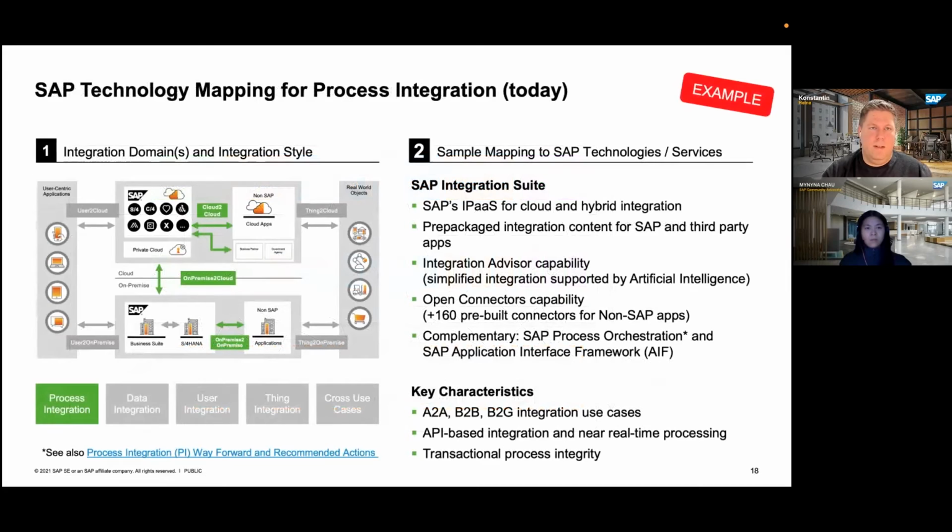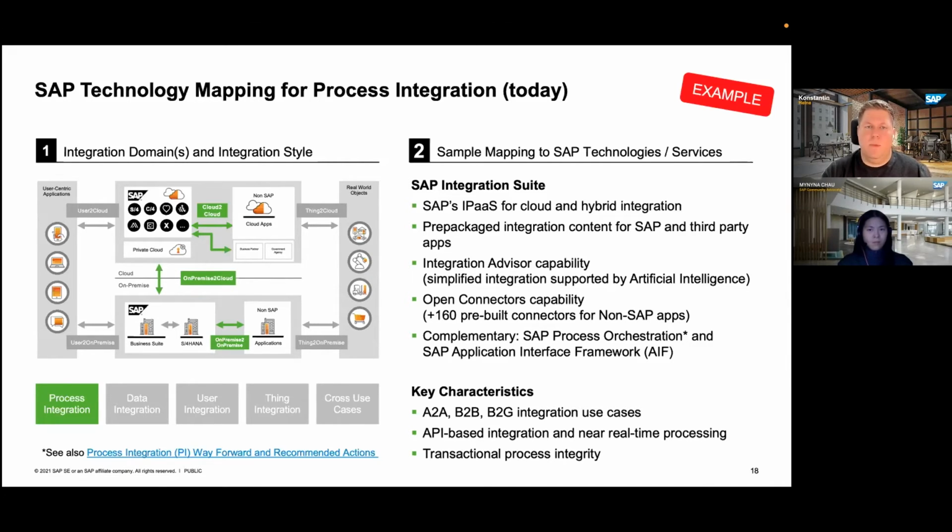But you will see in a second that there may be a couple of options available. So this is an example of the process integration style. You can see here we focus on on-premise to cloud, and as I mentioned before, the ones highlighted here in green, cloud to cloud, on-premise to cloud, and on-premise to on-premise, are the ones relevant here. And you can see on the right-hand side, for example, the recommended technology, the SAP Integration Suite, with all the capabilities. For example, you're leveraging prepackaged integration content, but also using the Integration Advisor capability, and the Open Connectors that are part of the Integration Suite.